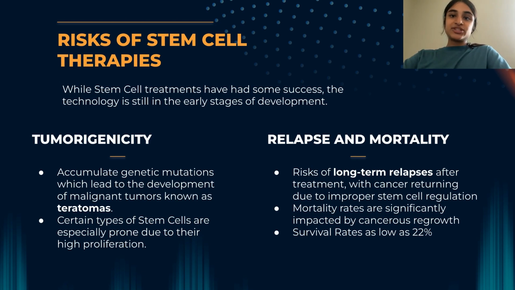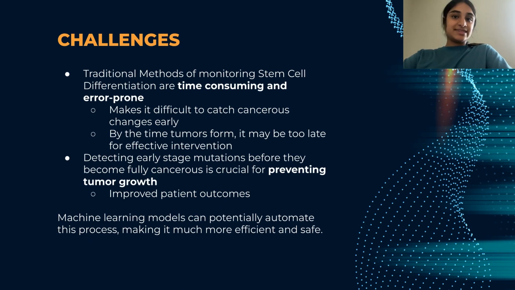For transplant patients, especially those receiving allogeneic transplants, relapse is a major concern. The 5-year survival rate for these patients can be as low as 22%, and most experience relapse or death within 2 years. This makes the early detection of mutations critical, as it can be the difference between long-term remission and recurrence. Detecting early-stage cancerous changes in stem cells, however, is not an easy task.